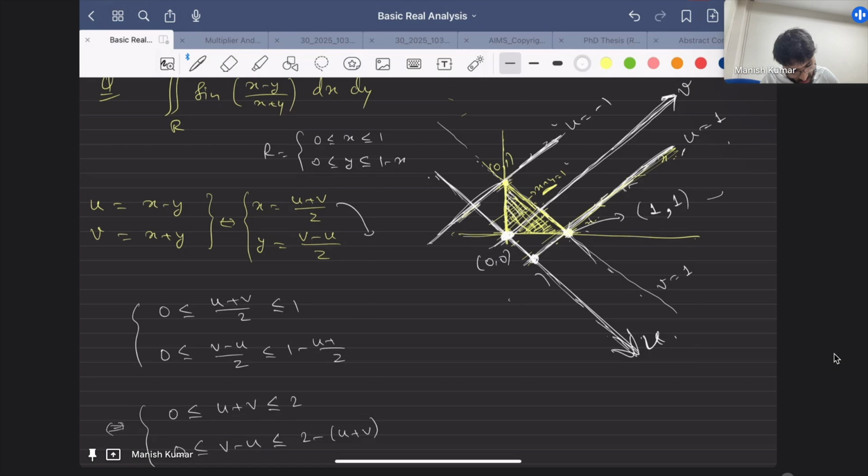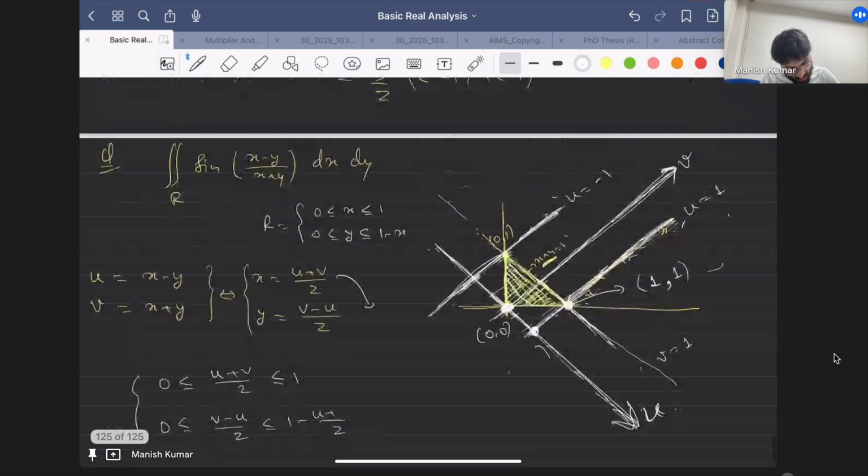Similarly, over here, what will be u? So u is equal to minus 1. So this point is minus 1 comma, and what is v? V is equal to 1. Okay, so you got these 3 points.